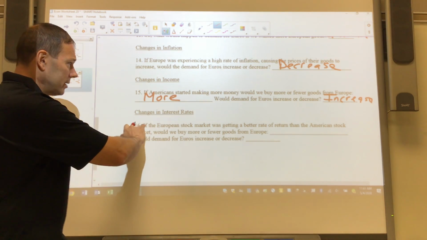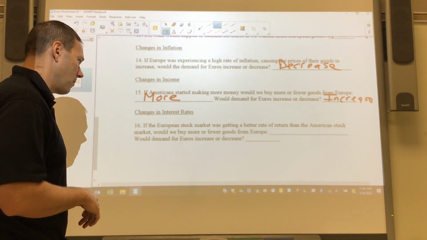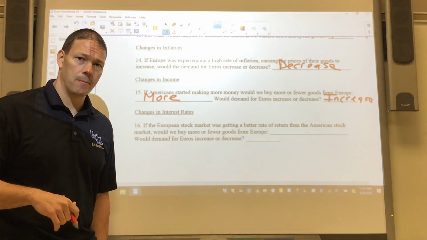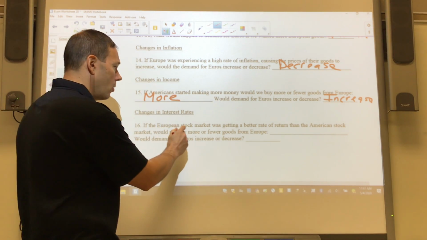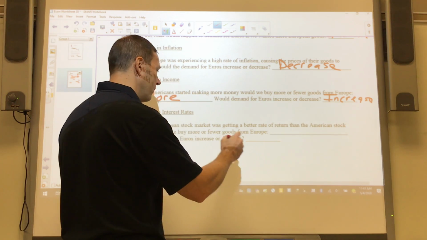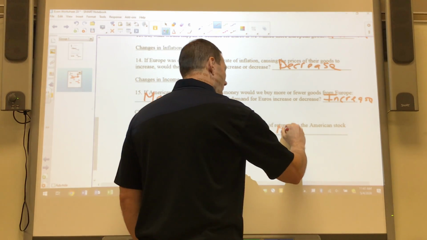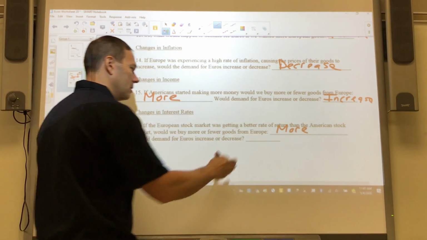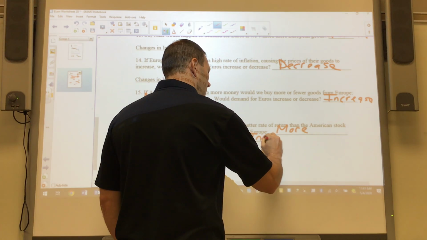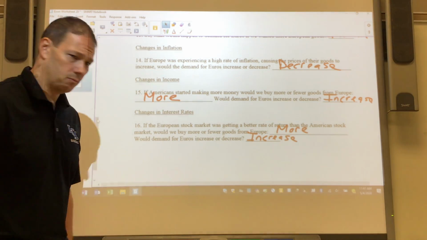Okay, so let's say the European stock market is getting a better rate of return than the American stock market. Where do you want to purchase stocks from? The European stock market. They're getting a better rate of return, and so you would need to buy more, or fewer, this should say, euros. We would want to buy more euros in order to buy their investment, and that would cause the demand for euros to increase. We need their euros in order to buy their stocks, okay?